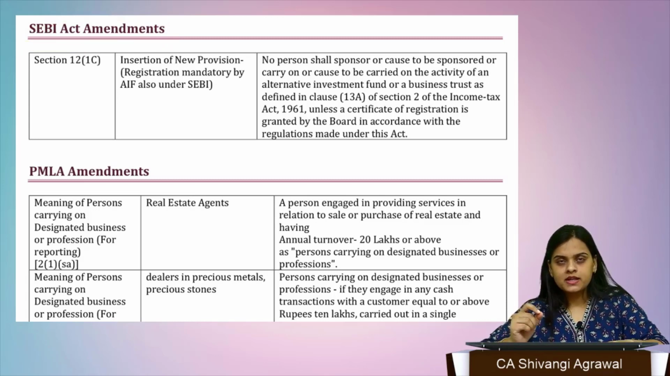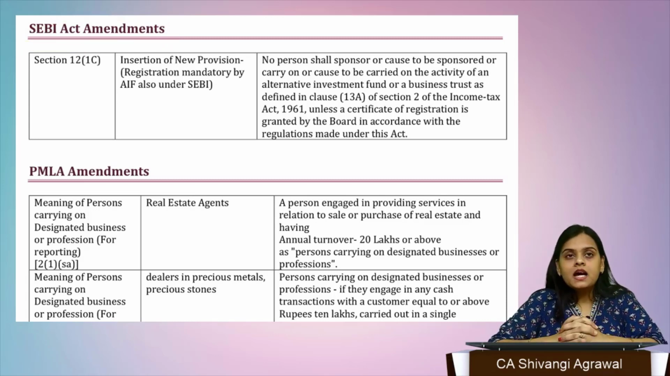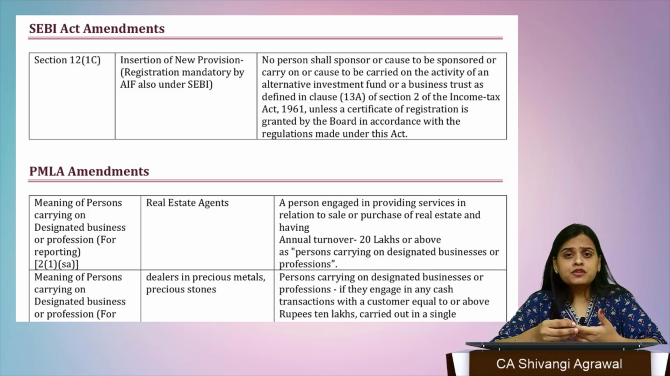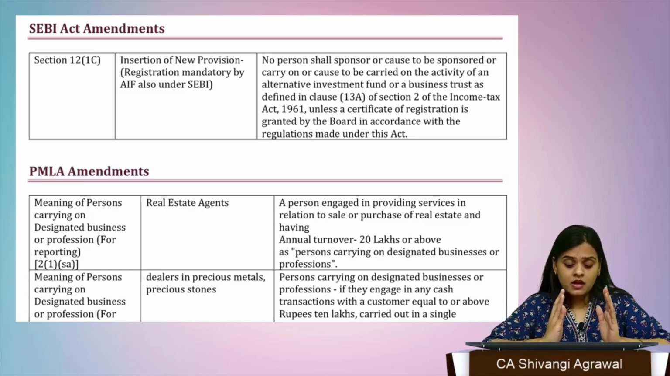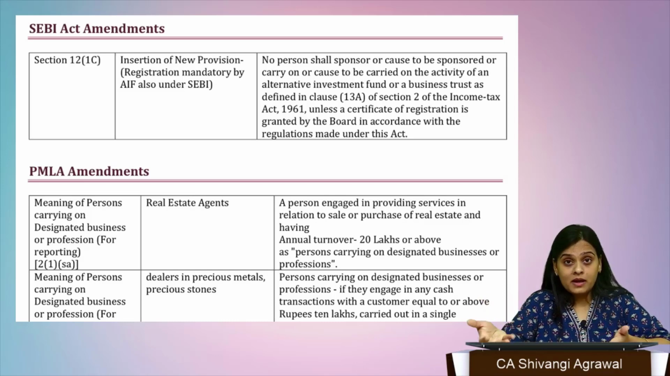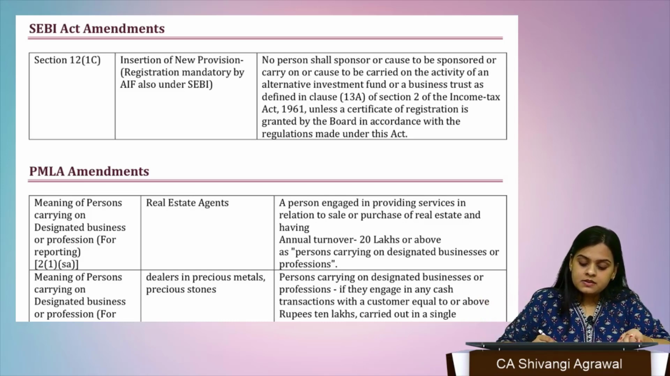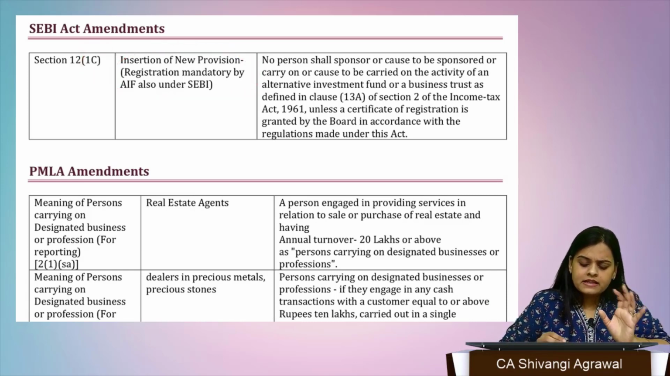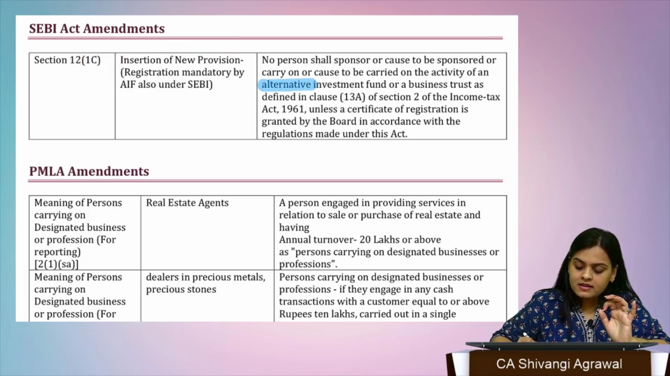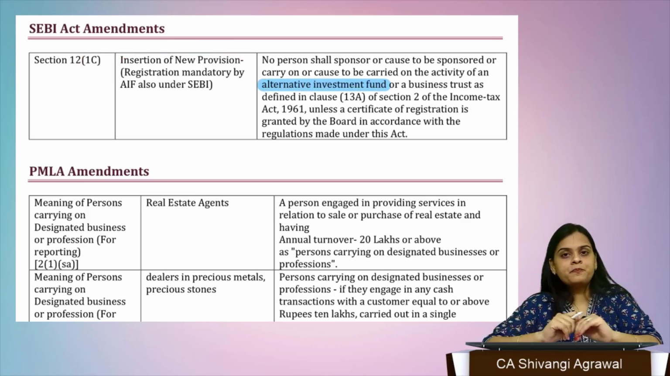Now in SEBI Act there is just one amendment, which is in section number 12. In section 12, we read about registration. Registration of whom? Registration of stock brokers, registration of the persons who are running CIS schemes or sponsoring venture capital. The section is divided into parts. We have subsection 1A, 1B, and then a new provision is inserted, which is in the form of 1C. The only thing you need to remember is that now AIF also needs to be registered.